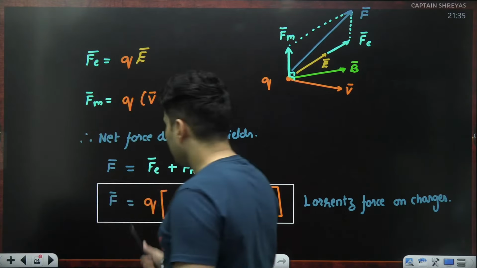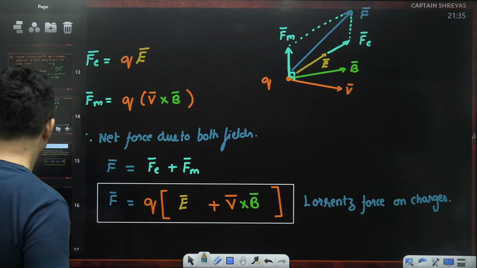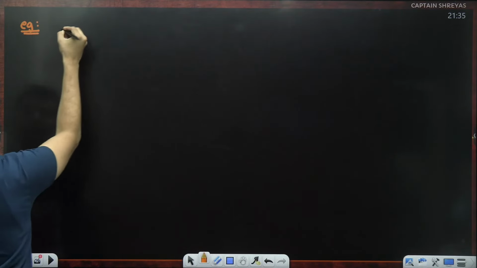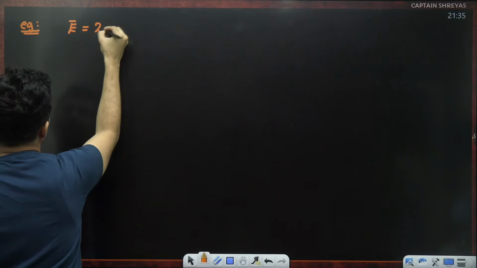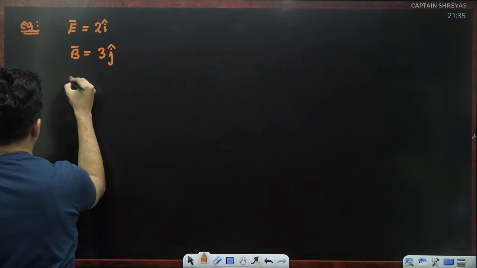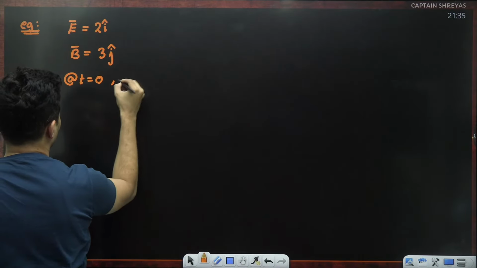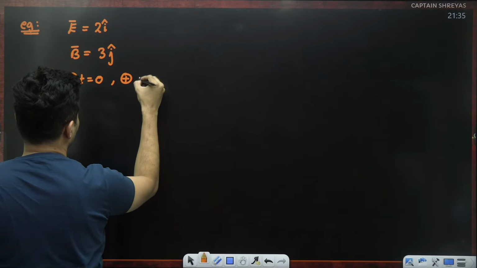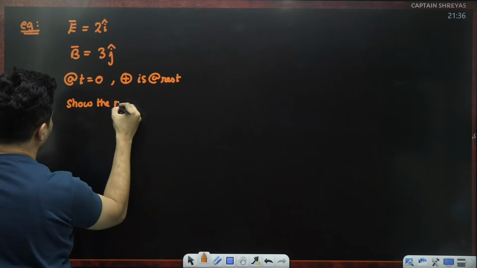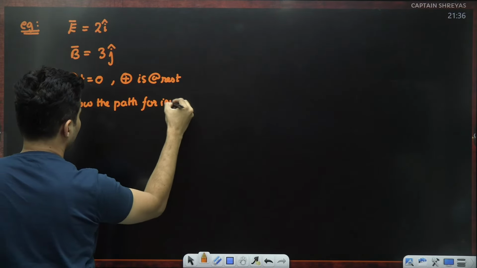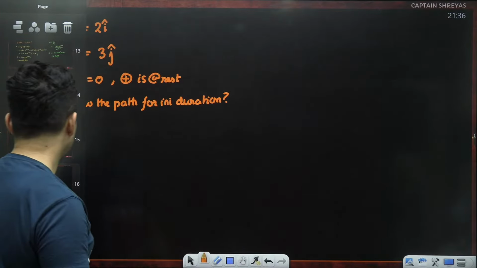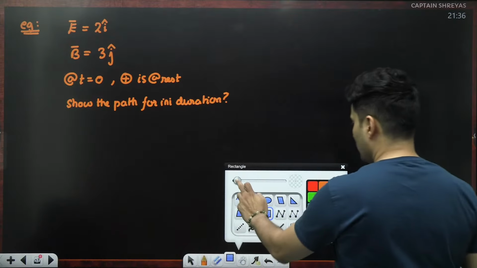Cool? All right. Now let's take an example of this. For example, the electric field is 2i cap. The magnetic field is 3j cap. At t equal to 0, a positive charge is at rest. Can you show the path for the initial duration? For that initial duration, can you just show how that motion would look like for that particular particle? Let's try to analyze the situation slowly.